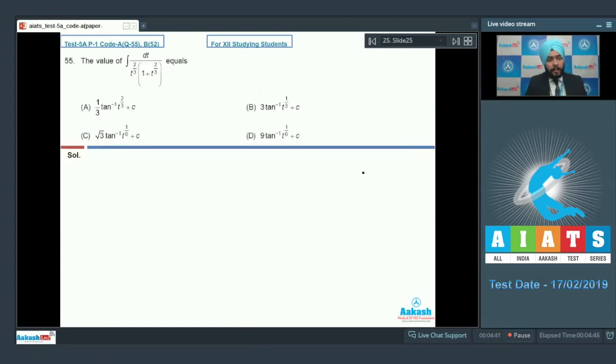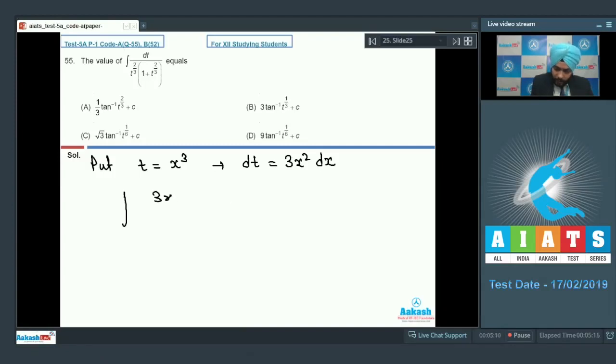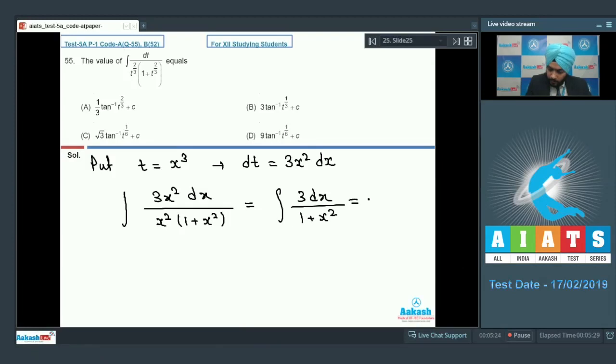Question number 55 says that the value of the integral dt upon t raised to the power 2 by 3 in brackets 1 plus t raised to the power 2 by 3 equals. So simply put t as x cube in order to get rid of the rational powers. You will get dt as 3x square dx. So integral 3x square dx upon x square into 1 plus x square. So very simple integral it is. Integral of 3 dx upon 1 plus x square, and that is 3 tan inverse x plus c.